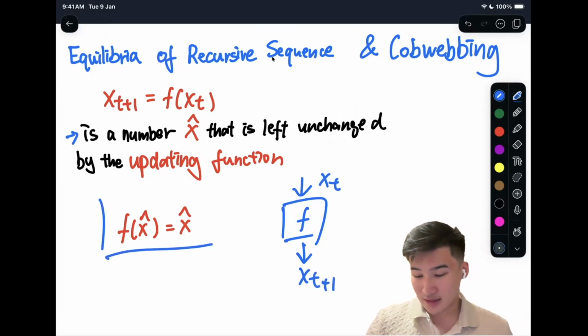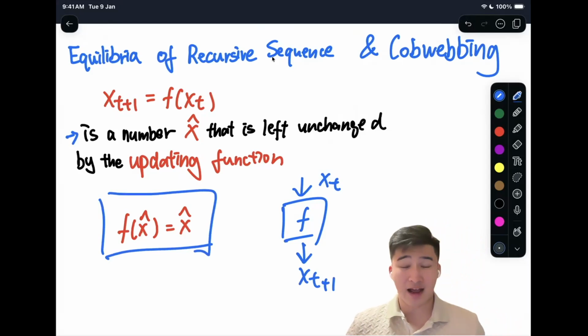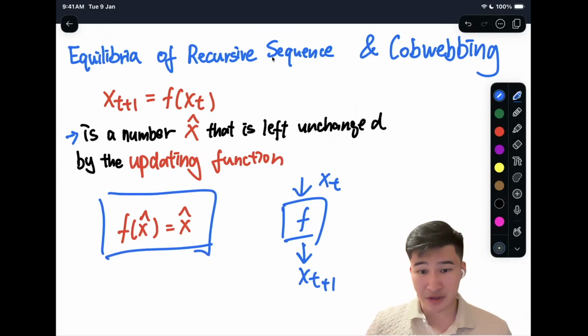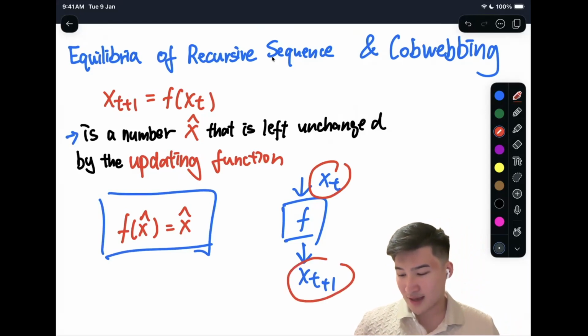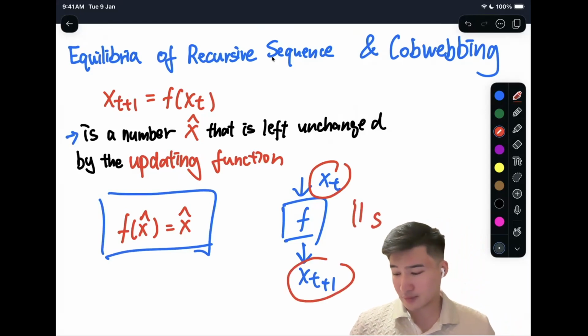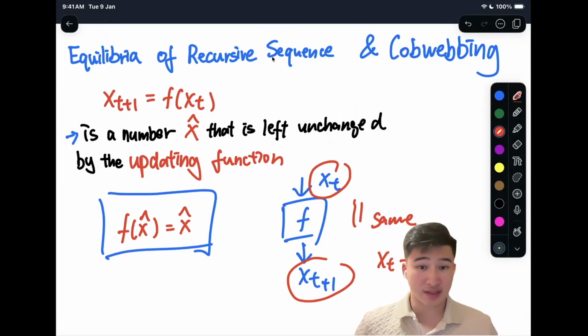Now in this case, our f(x hat) is equal to our x hat, which means the value of the input and the output is actually the same. So our x_t is equal to our x_{t+1}. The value is the same.